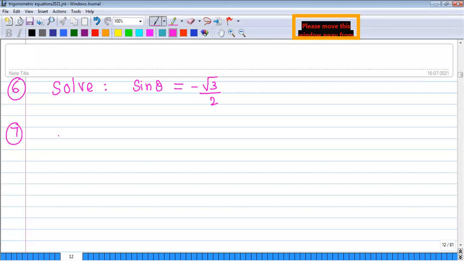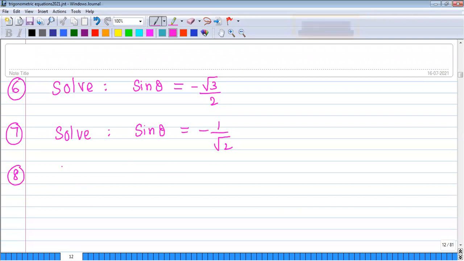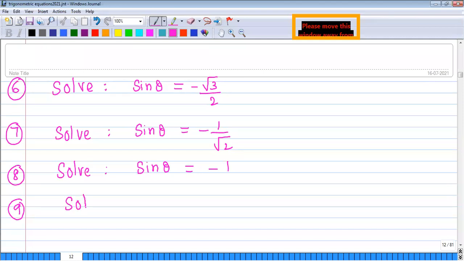Next question. Solve sin theta equals n pi plus (minus 1) to the power n times minus pi by 3. Minus pi by 3, sir. Solve sin theta equals negative 1. Ninth one: solve sin theta equal to minus 5 by 4.